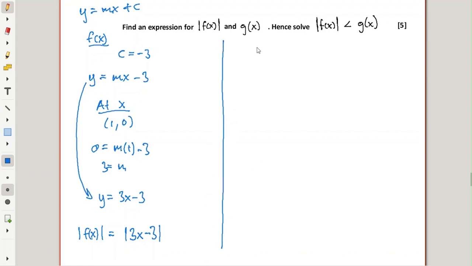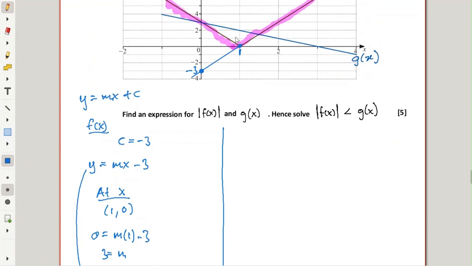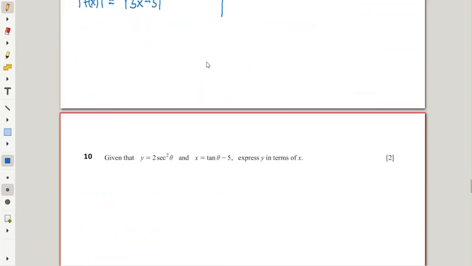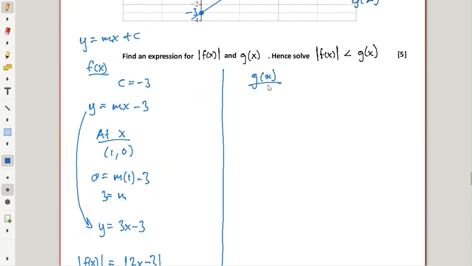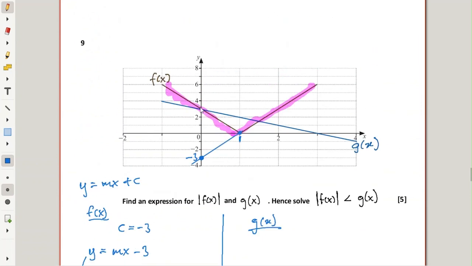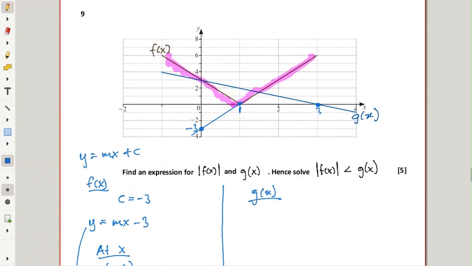All right. What if you have g of x? For g of x, the one they have drawn is just a normal straight line, so it's even easier. So let me see whether I have some space here. Now for your g of x, your x-intercept is what? 3, 0. For your y-intercept, you already know that it is 3, so you don't need to calculate it.